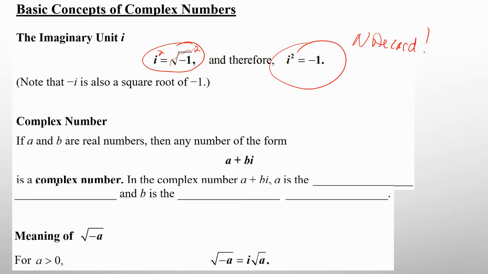Complex numbers have real and imaginary parts. So a is the real part, and b is the imaginary part. And that's because it's attached to the i.